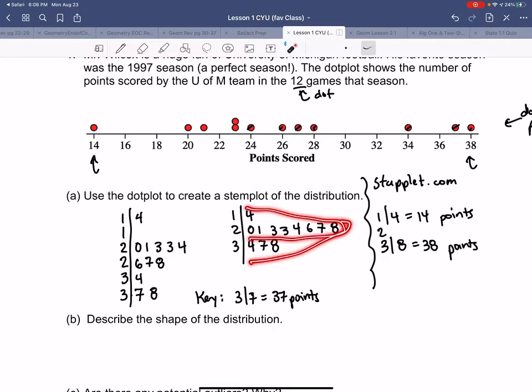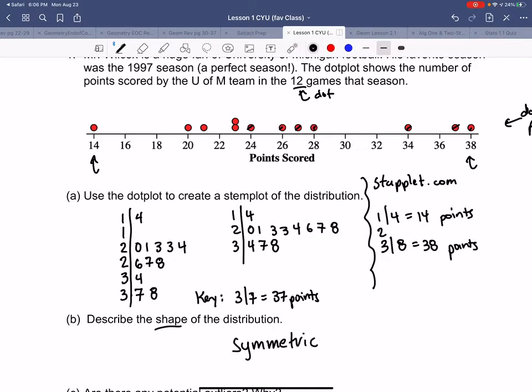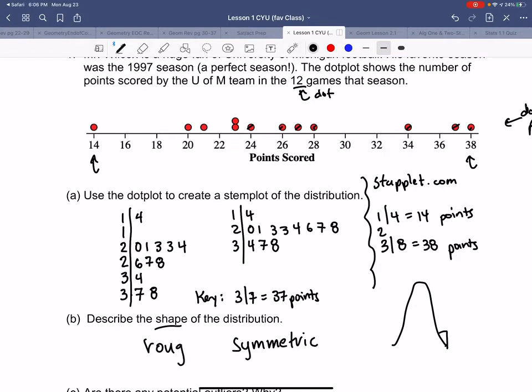It looks like it's pretty much even on both sides. A few more numbers here, but it's pretty much all peaked in the middle, right? So I'm going to call this symmetrical, but it's not perfectly symmetrical. It looks like pretty much humped in the middle, a little bit more on the left than the right. So we use this word roughly to mean not exactly symmetrical, all right?